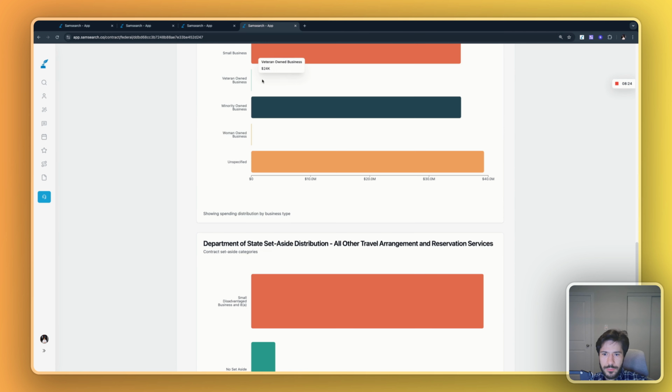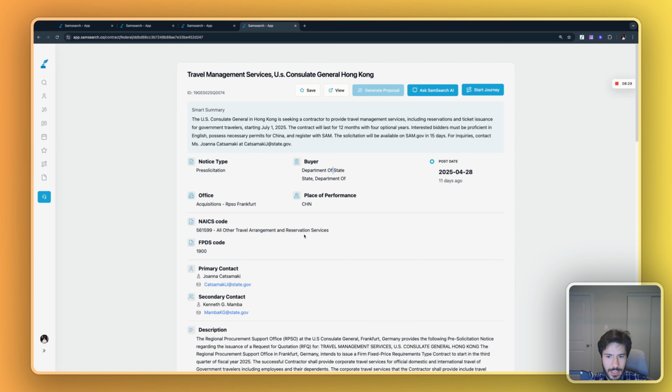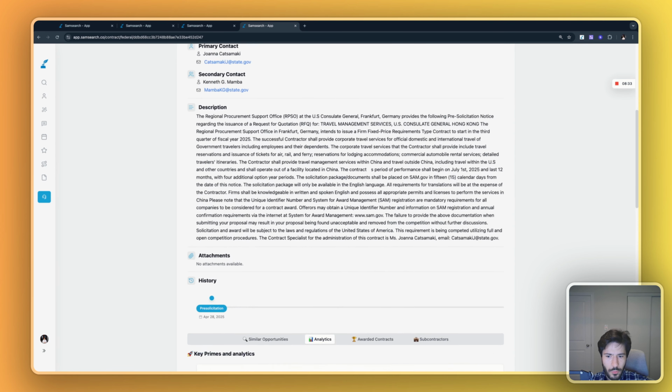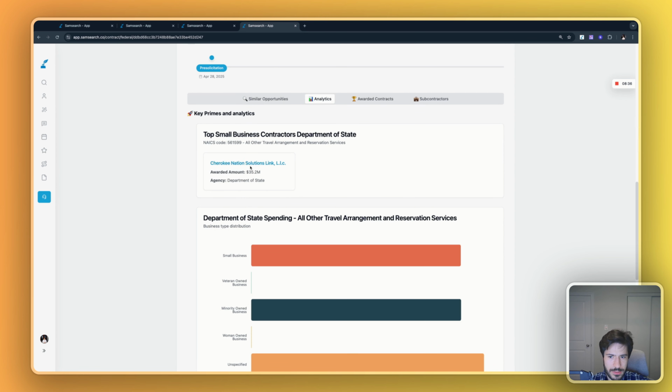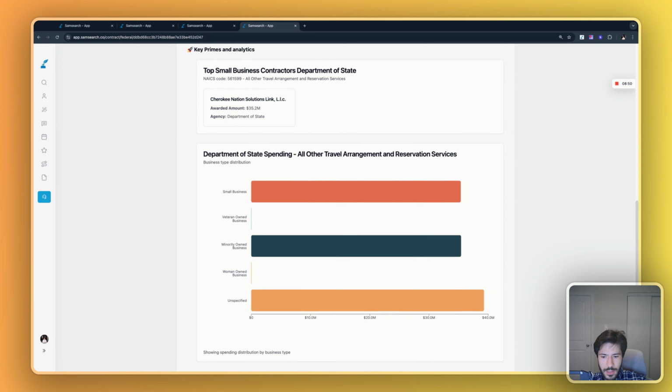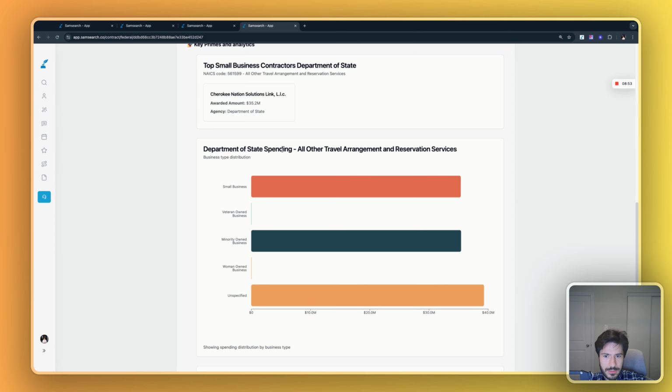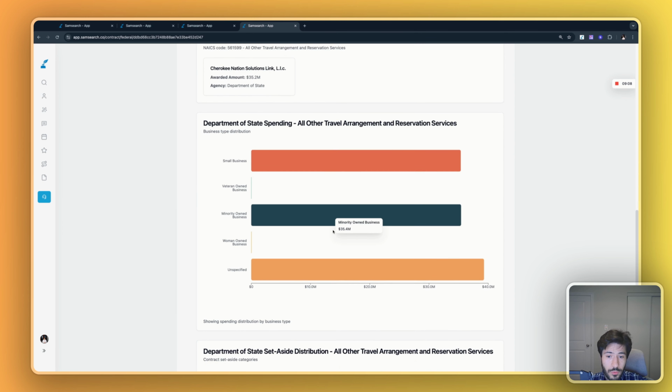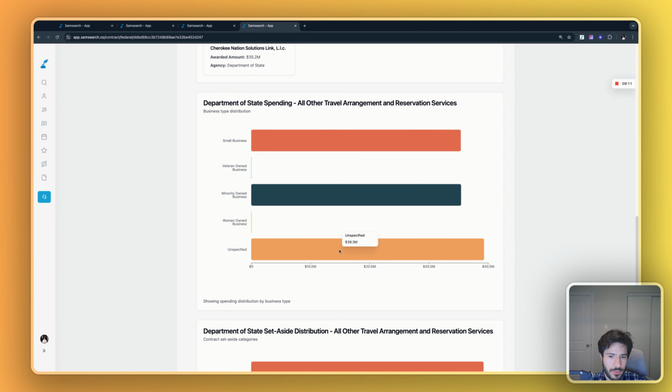Now, I'll show you one last example, and this is the Department of State, and we're looking at travel arrangements and reservation services. When I scroll down and look at companies that are doing this, it's important that I see the companies that are doing well, and they're small businesses, getting almost 35 million. It's important to see them. If there's a possibility for you to contact them and work with them as a prime or as a sub, it would be great. We see that the Department of State's spending on travel arrangements and reservation services is all over the place for small businesses and minority-owned businesses. The spending is $35.4 million, and then you have $39.3 million unspecified.